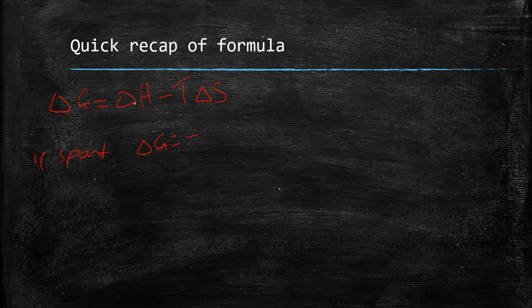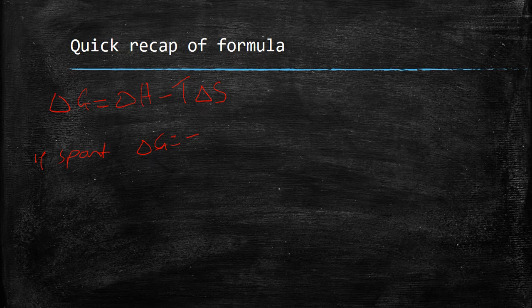Now delta H is the enthalpy, and if you've done thermochemistry, you know that a positive delta H is endothermic and a negative is exothermic. Minus T, which is the temperature in Kelvin, times delta S, which is the entropy. A positive delta S indicates increasing chaos in the products, but a negative delta S indicates less entropy, less chaos and more order.